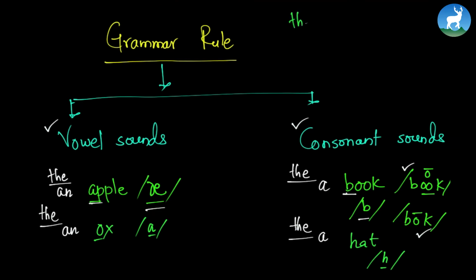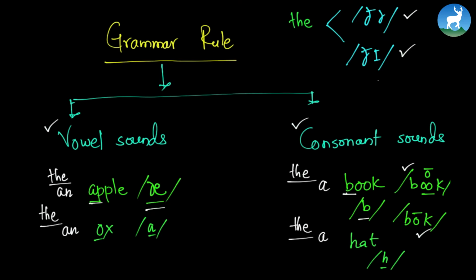Now, "the" can be pronounced two ways. It can either be "thuh" or "thee". So if it's followed by a consonant sound, it would be "thuh", like the pot, the mat, the ticket. And if it's followed by a vowel sound, it would be "thee", like the axe, the ox, the umbrella, right?